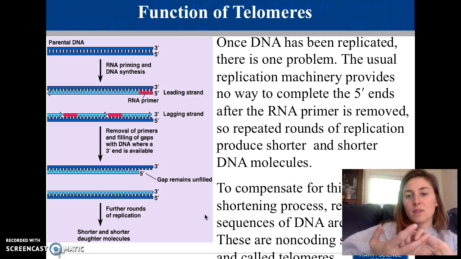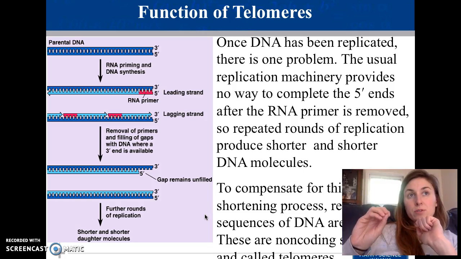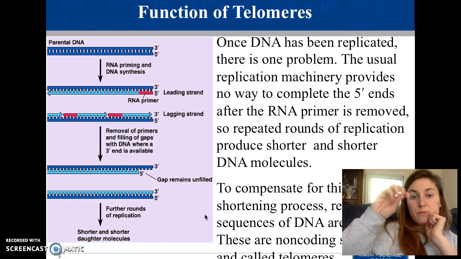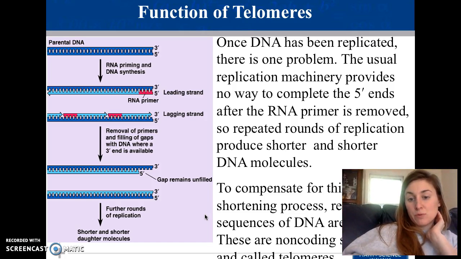So with the usual replication, there's no way to complete the 5 ends after the RNA primer is removed. So repeated rounds of replication produce shorter and shorter DNA molecules. So we think about the RNA primer. If every time I replicated that parent cell, I didn't replicate where the RNA primer is, each time I'm going to get a shorter DNA strand. And eventually I would start losing important material.